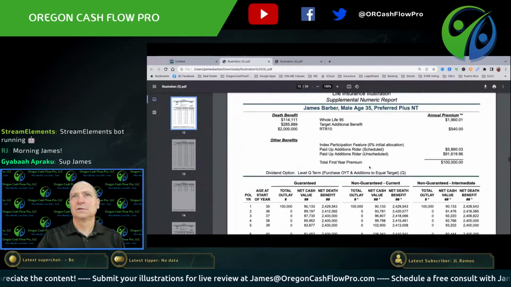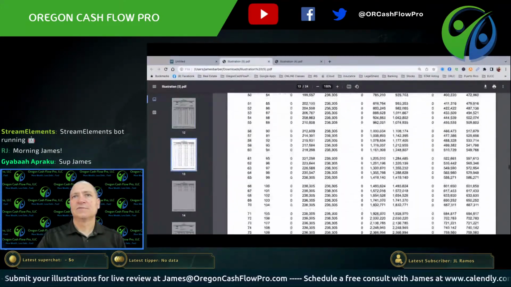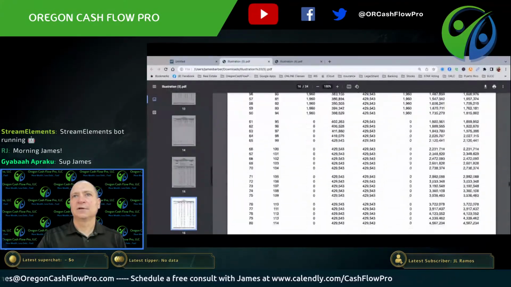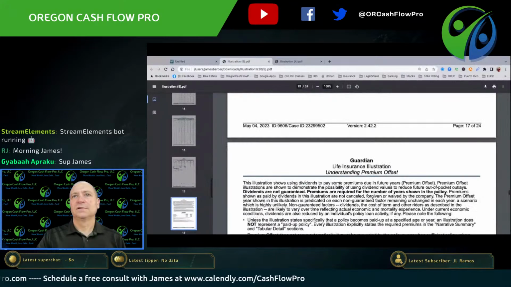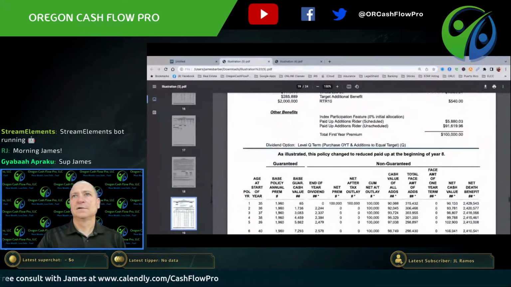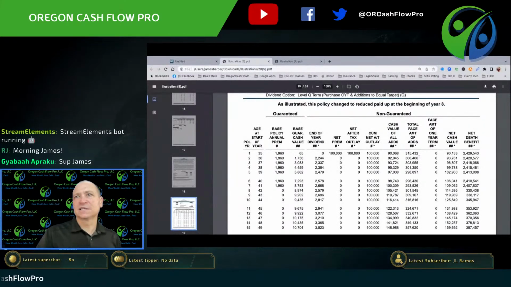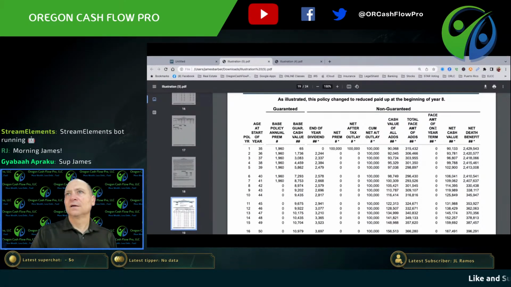So does this one have a planning? There's the tabular. Here's the planning. Okay, now we're looking at the same ones. This is what we want to see. Okay.